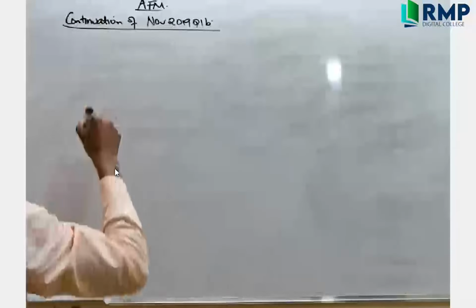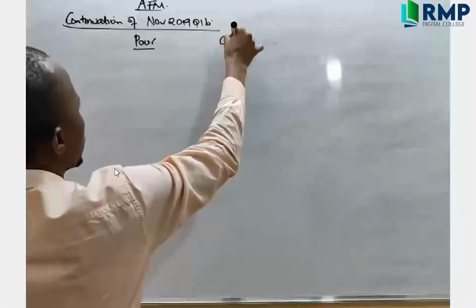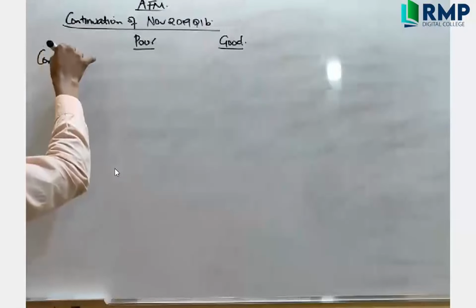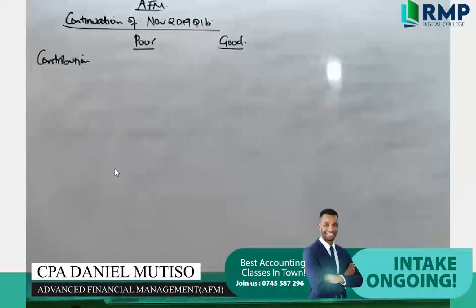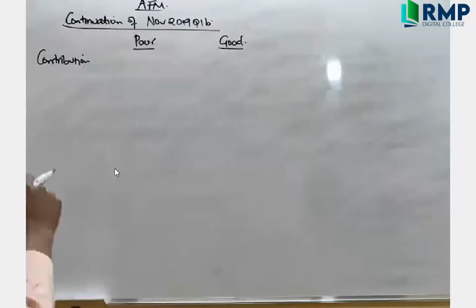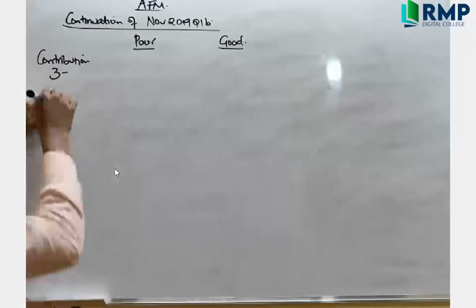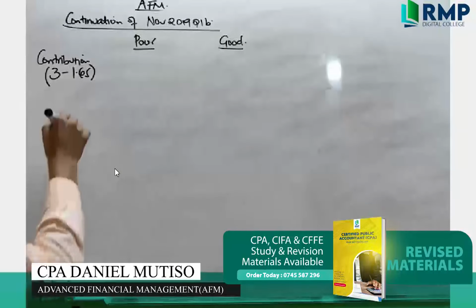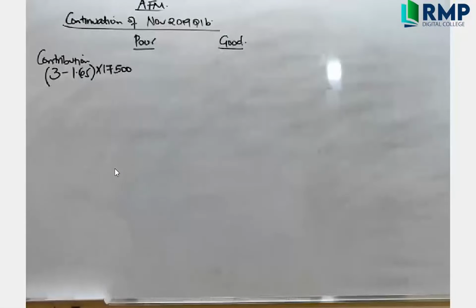So what I just want to do here is calculate the NPV for poor and good, because for the normal, we can recall. Now, let's start by looking at the contribution. Remember, what is going to be changing from what we computed is the sales. It is the sales which we are selling during the year. So in this case, the contribution per unit will remain, because one microchip we are selling at 3 shillings, but the variable cost is 1.65, right? Allow me to use my sales in thousands of shillings. So here we multiply by 17,500.